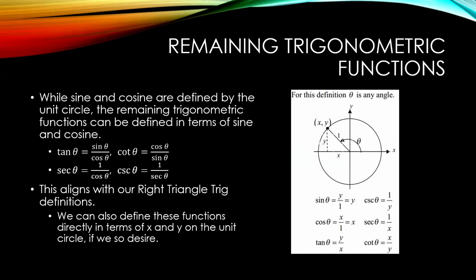We can also define them in terms of x and y values, because remember, our sine and cosine are just y and x when we're talking about the unit circle. And so on the unit circle, we could say that the cosecant is 1 over y, the secant is 1 over x, our cotangent is x over y, and our tangent is y over x.